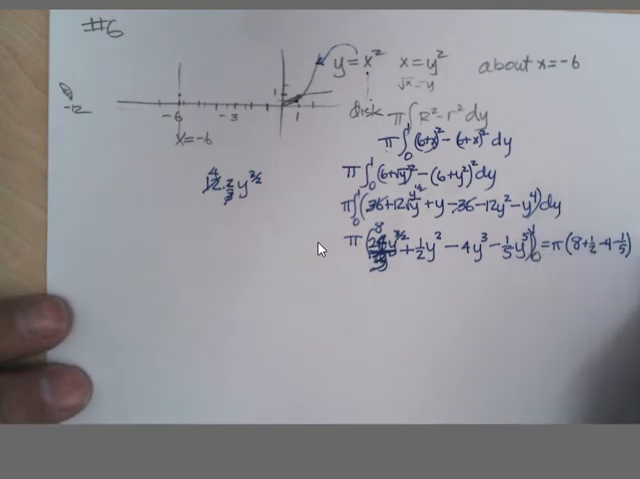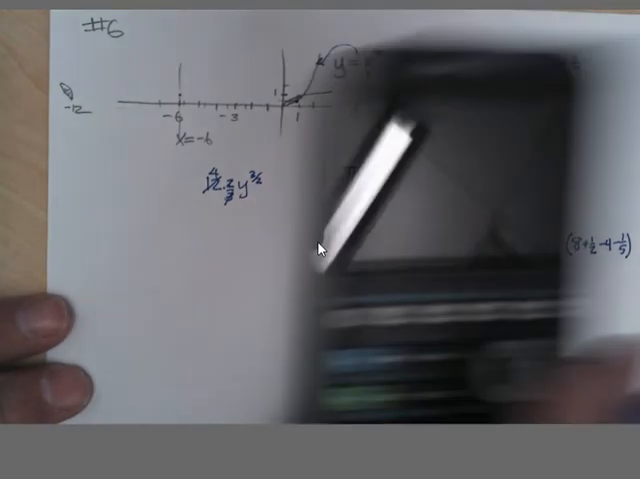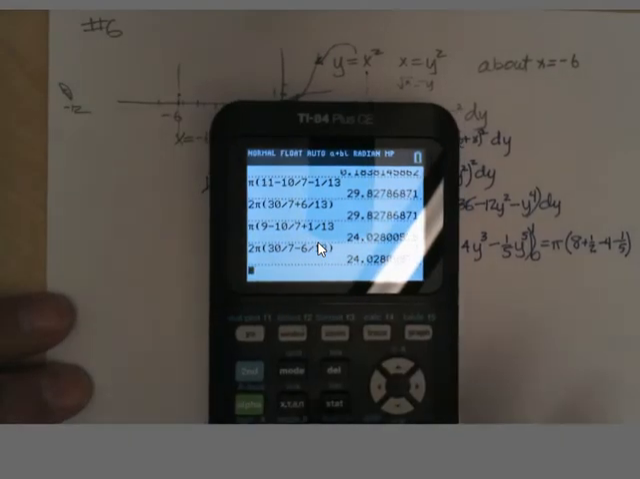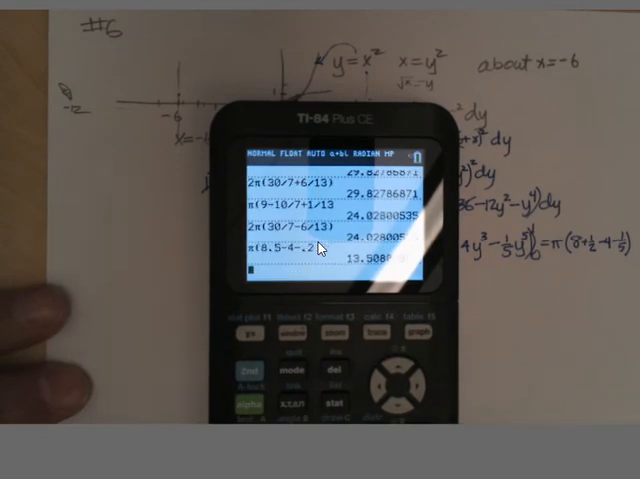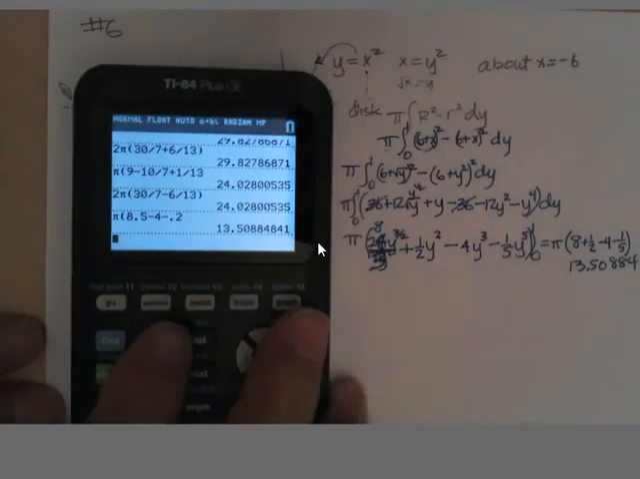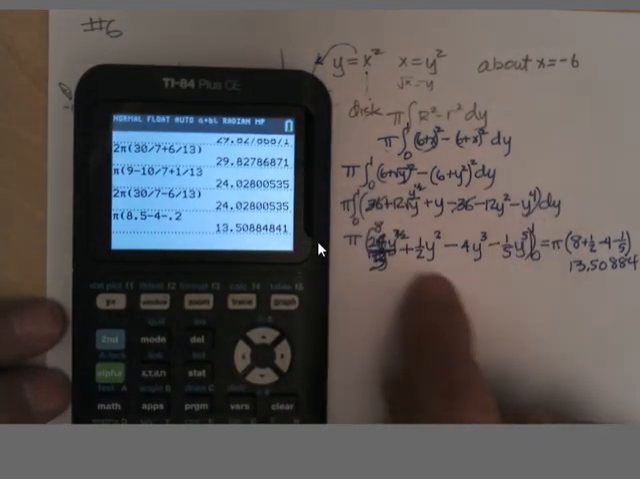And then if we put in 0, we get nothing. So that answer is pi times (8.5 minus 4, I could have done that in my head) minus 1/5, 0.2. And I get 13.50884.